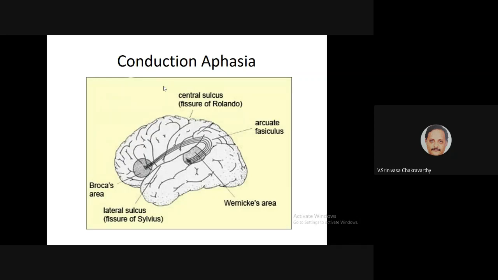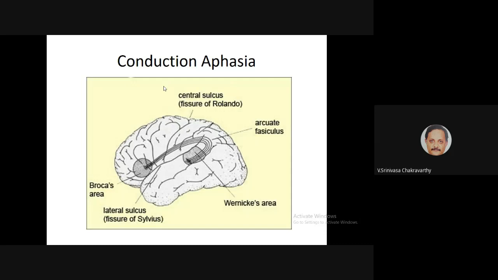Then there's a third kind of aphasia, where people can understand what is said to them. They can also say things which are meaningful and form full sentences, but they cannot repeat what is said to them. It's a very peculiar kind of language problem. Aphasia means a language problem. In these cases, it was subsequently found that the bundle of fibers which connects Wernicke's area to Broca's area is damaged.